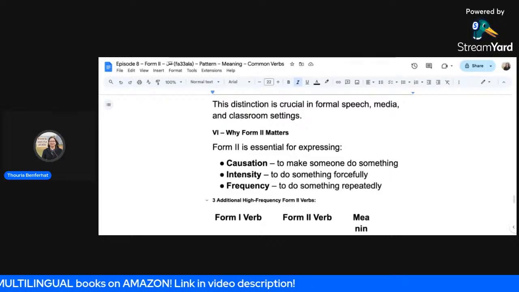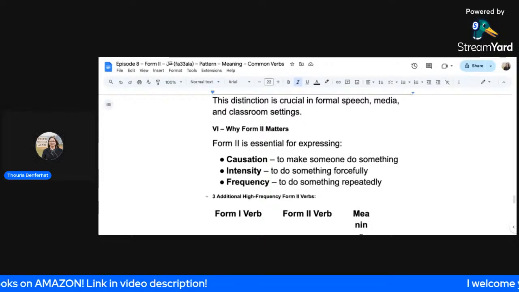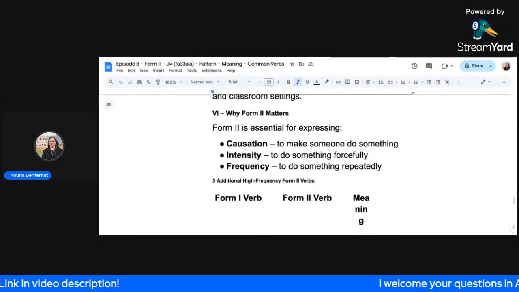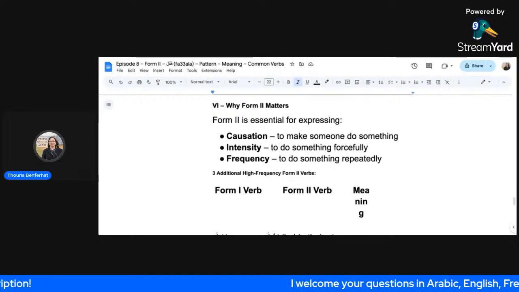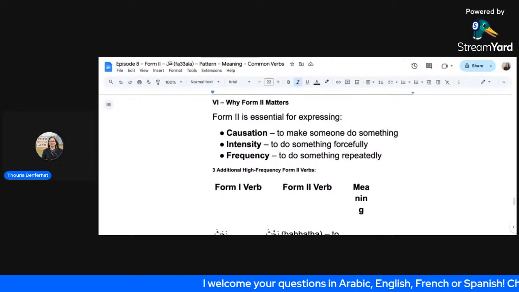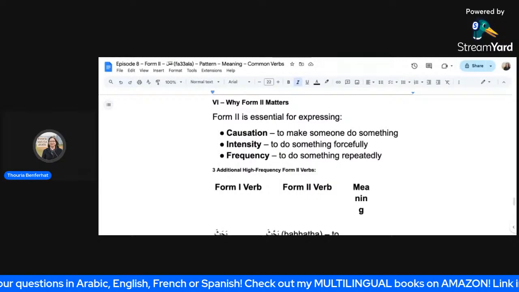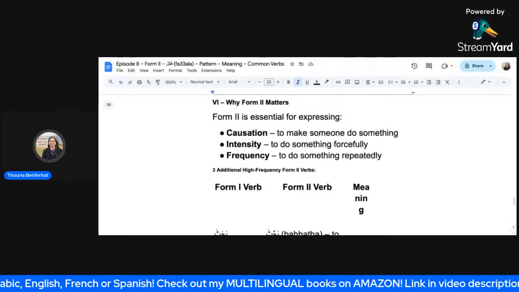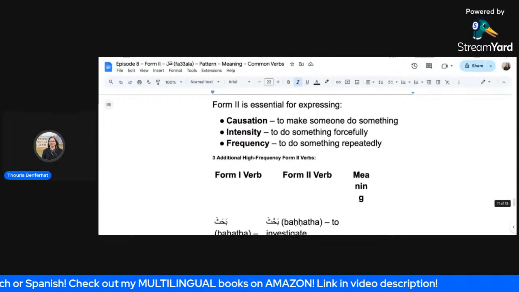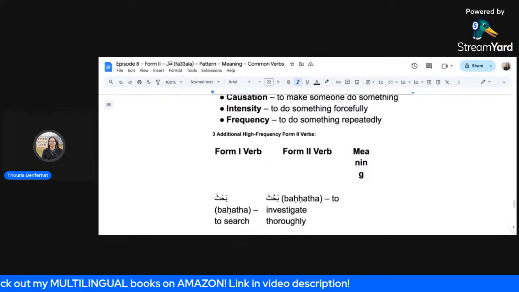Why does form 2 matter? Every form matters, actually, but we are concentrating on form 2 today. Form 2 is essential for expressing causation, to make someone do something, intensity, to do something forcefully, or frequency, to do something repeatedly.